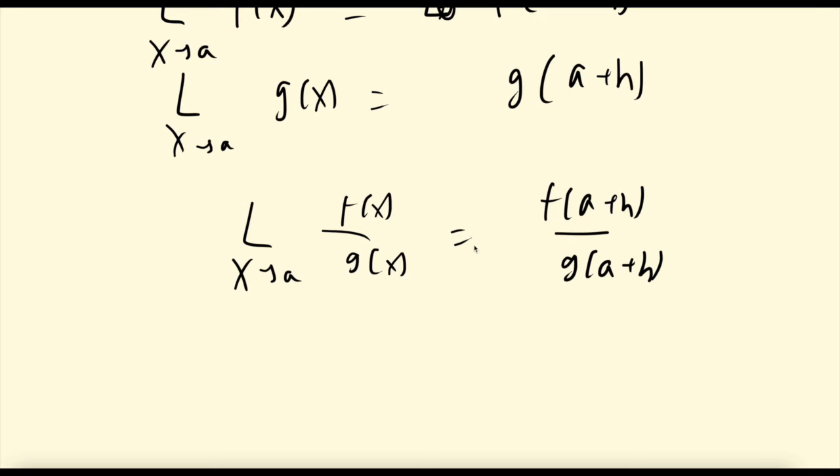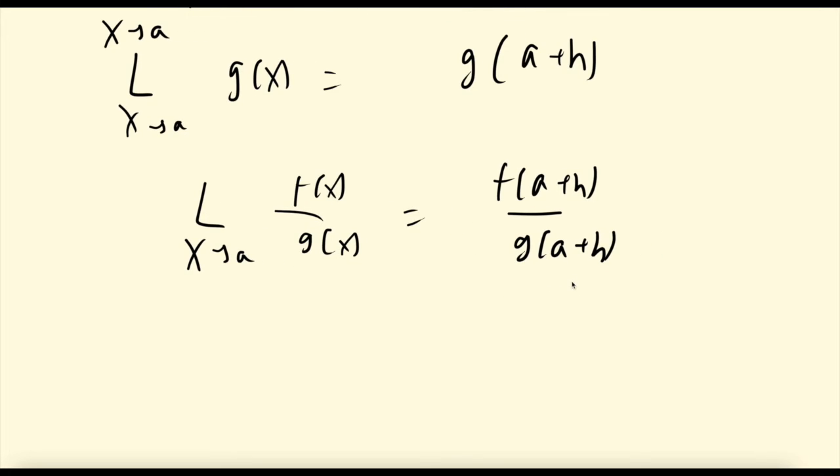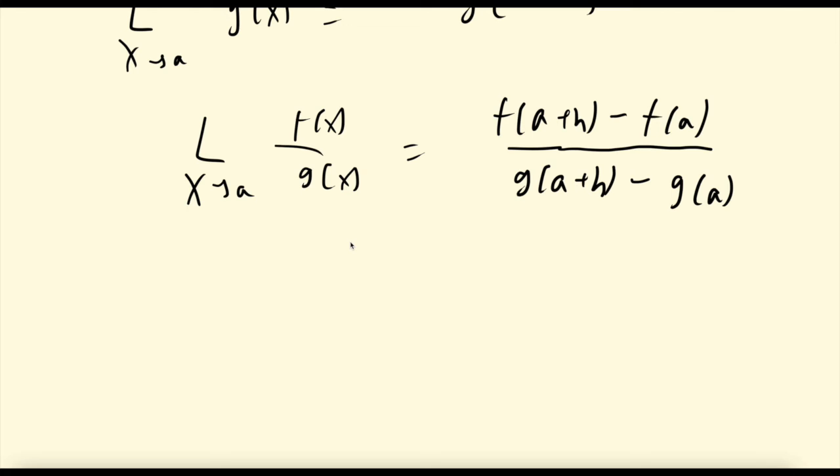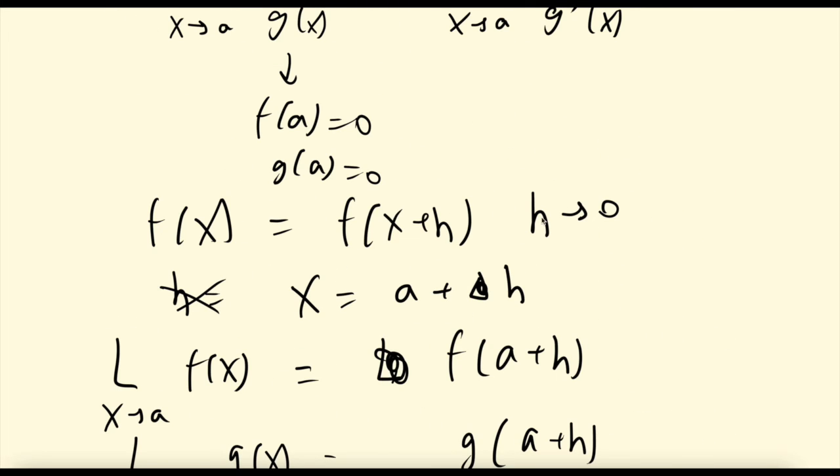And now we know that f of a is equal to 0 and g of a is equal to 0. So if we subtract f of a from the numerator, it will still be the same equation. It won't make much of a difference. And same thing for the denominator. Now if we divide h from both numerator and denominator, what do we get? We can just write over here limit as h tends to 0, because that is kind of implied over here.